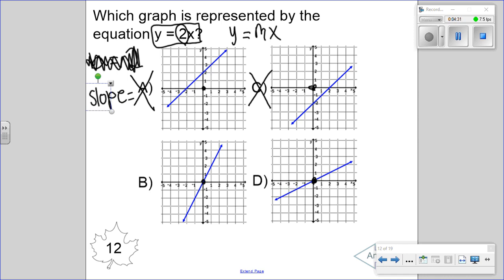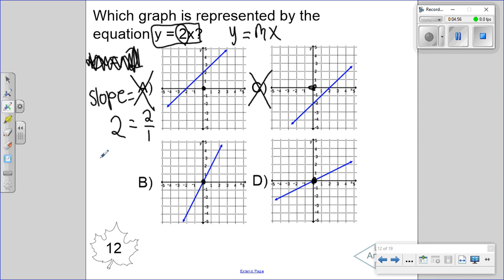And I ran out of room there, so I'm going to write it underneath. The whole number 2 can always be written as 2 over 1 because 2 divided by 1 equals 2. So now on the graph, I'm going to start at the origin and count my distance to the other point. I'm going to count my rise and my run to see which graph has a slope of 2 over 1.